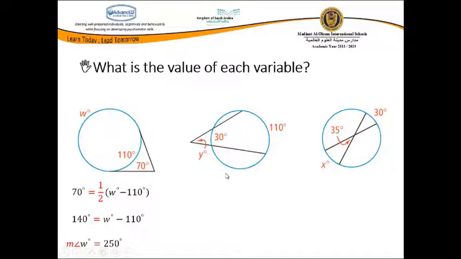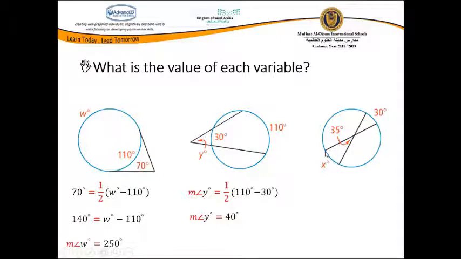By looking at the next one, how to find the measure of angle Y. This is the same idea. An angle formed by the intersection of the two secants. Then here the measure of angle Y equals half the difference, like the first question. Then the measure of angle Y equals half the difference of 110 and 30. Then the measure of angle Y equals 40.